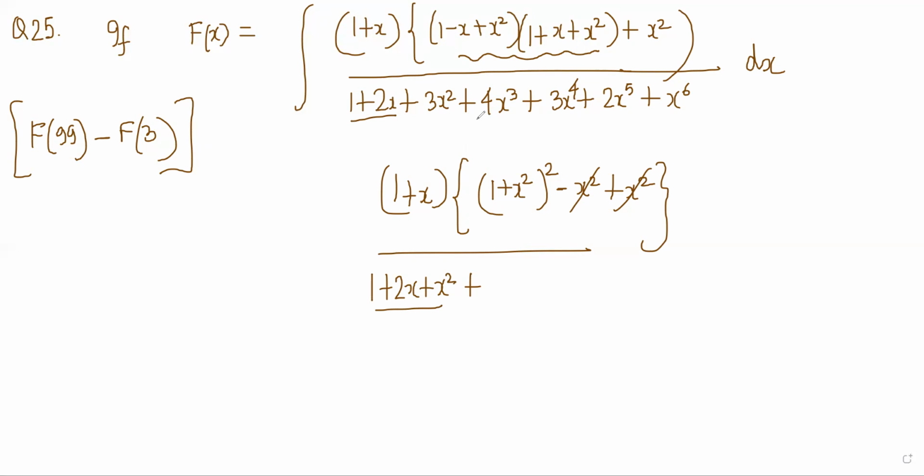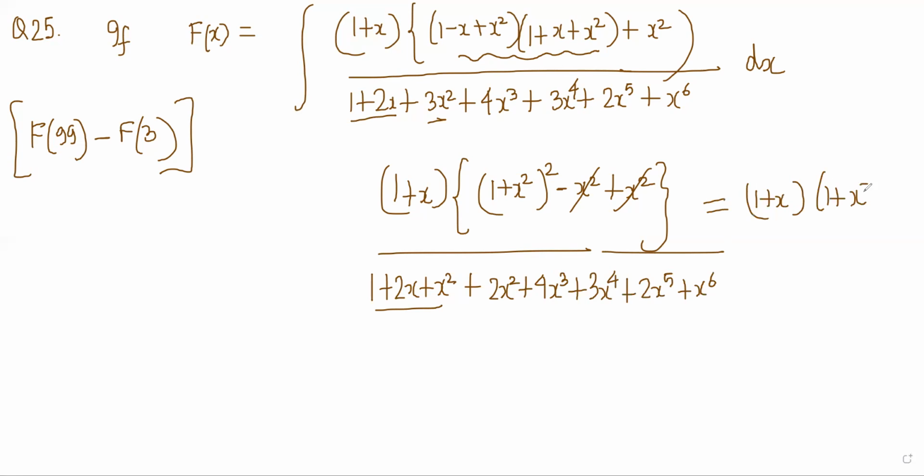2x square plus 4x cube. I just want to simplify this denominator here. So it is plus 2x square plus 4x cube plus 3x power 4 plus 2x power 5 plus x power 6. On top, I have 1 plus x multiplied by 1 plus x square whole square. And in the denominator here I have 1 plus x whole square.